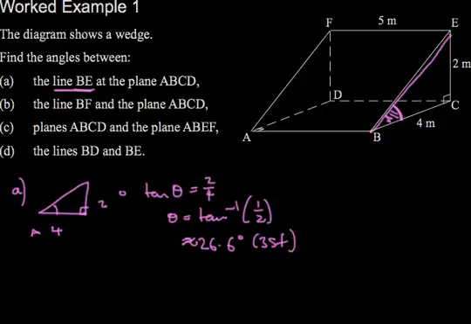Okay, let's have a look at part B, the line BF and the plane. So the line BF is here. And the same sort of thing, it's asking for the angle between that line and the plane, which would be dropping the perpendicular from F to D to create the smallest possible angle, which is that one there.